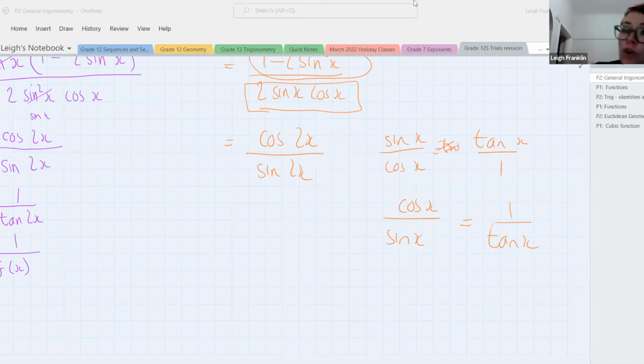You fortunately don't need to know the other reciprocals in grade 12. So the other reciprocals are sec theta, cot theta, and cosec theta, but you don't need to worry about that, fortunately. So we don't need to know those at all. It's not part of CAPS.